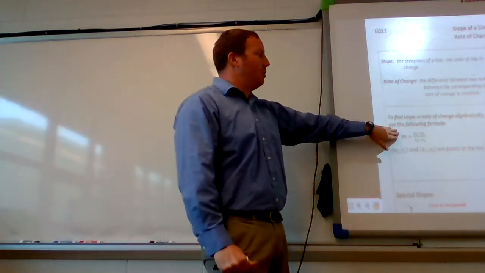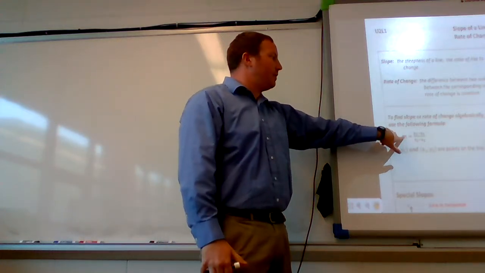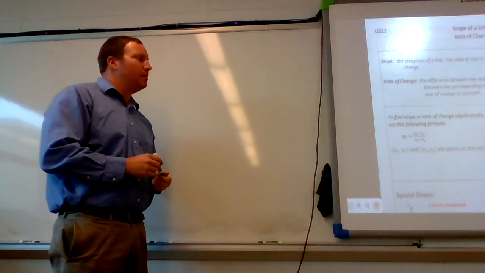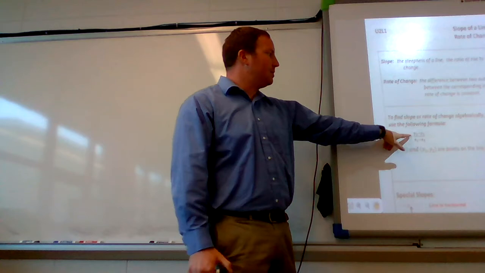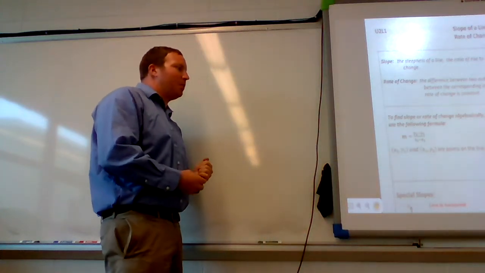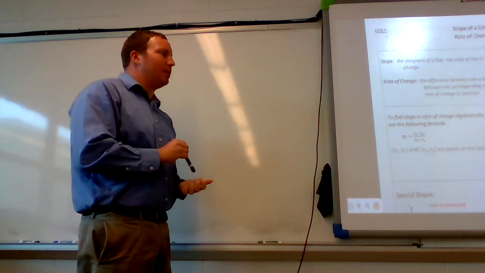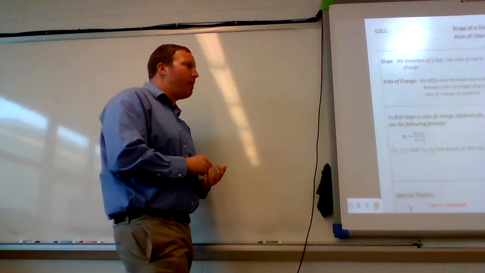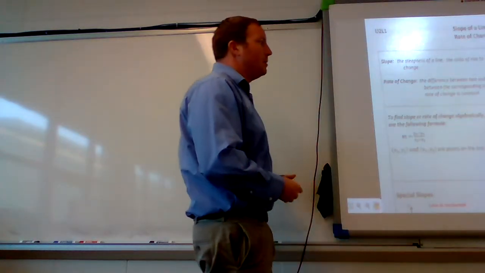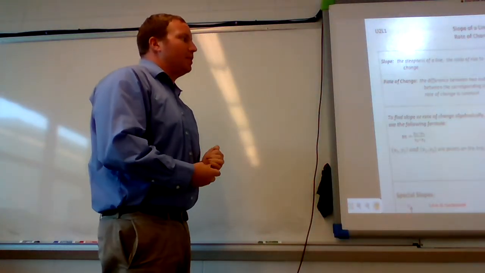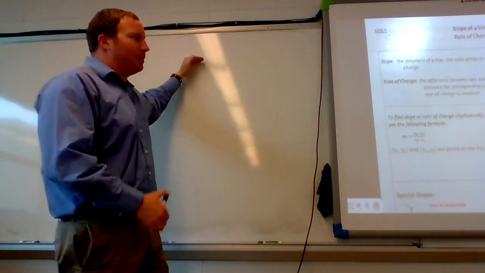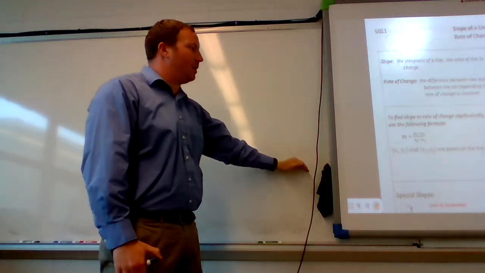Again, we can find the slope or the rate of change algebraically. We can use the following. So m is a variable that we use for slope, is equal to y2 minus y1 over x2 minus x1, where x1, y1, and x2, y2 are points on the line. We can also find it graphically by using rise over run. Okay? Remember, lines that rise from left to right are positive. Lines that fall from left to right are negative.